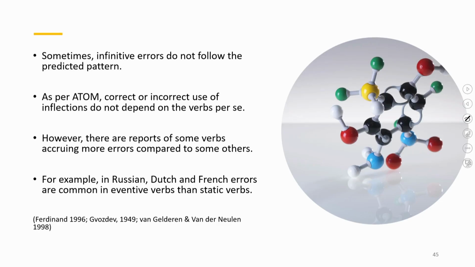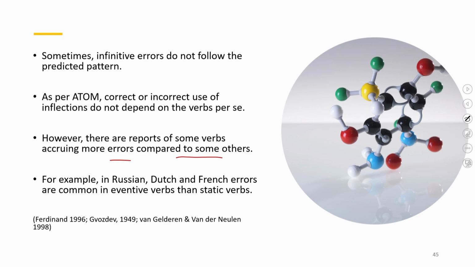Also, sometimes inflection errors do not follow the predicted pattern. As per atom, correct or incorrect use of inflections does not depend on the verbs per se, as we just saw. If you get the inflections correct, you will get them correct everywhere. Similarly, if you have understood the verb inflections, they will be applicable for all verbs. It should not depend on the kind of verbs that you are using. But then we do find evidence that children make mistakes with specific verbs and do not make mistakes with another set of specific verbs. So, there are reports of some verbs accruing more errors compared to others.